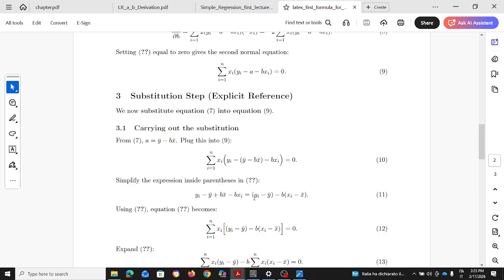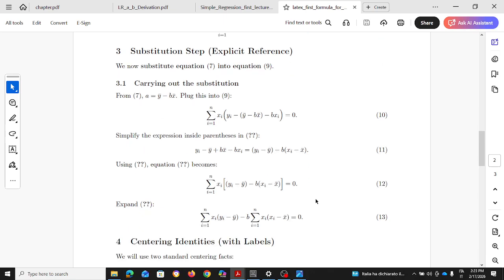We have yi minus y bar minus, take b common from here, so we have minus b (xi minus x bar). Clear? Now let's rearrange it again. What we can do here is yi minus y bar from this side, and minus b here. What we did in the previous step is we just expanded the terms inside the brackets, and we got this.